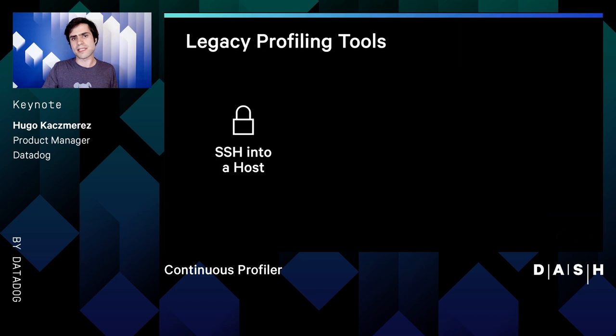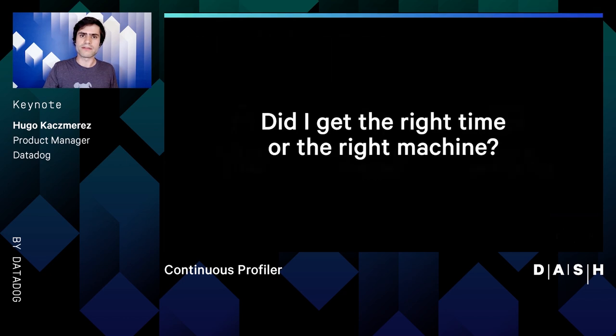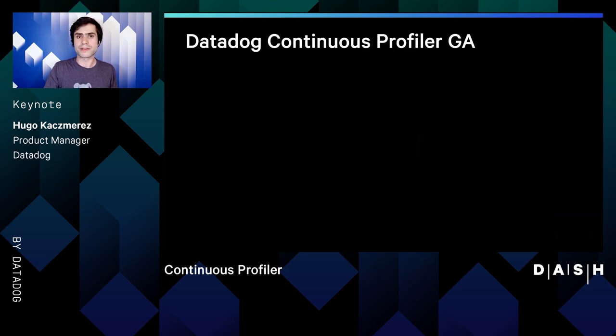They require you to SSH into a machine, start the profiler with the associated overhead, download a file, and open it in a separate desktop application. And you'd be constantly asking yourself, did I get the right moment, the right machine? What if the problem happened for 10 minutes on a Sunday? What if the problem cannot be reproduced outside of production? Because these tools are not always on and require manual steps, few engineers actually spend time using them. And it's a pity because profiling is one of the most useful tools for software engineers.